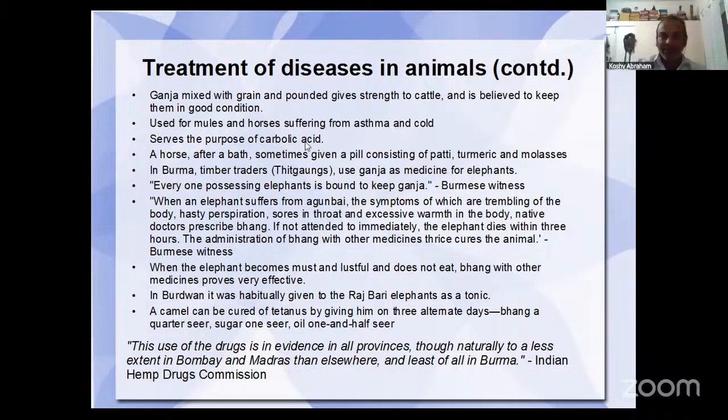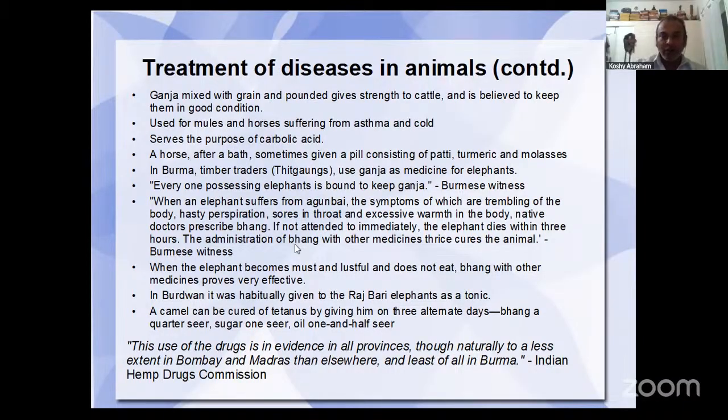It was a disinfectant. We see that in Burma and parts of India where elephants were domesticated, it was quite common to use ganja as medicine for elephants. One Burmese witness says that every person who had elephants would definitely keep ganja.